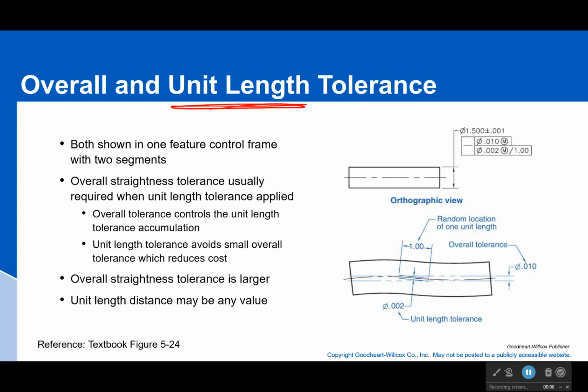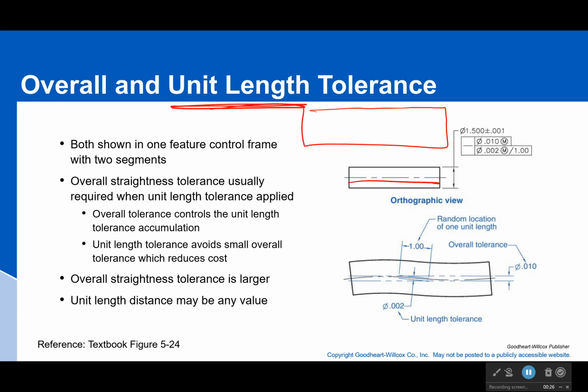Now, every time we've been talking about straightness tolerance in the past, it applies to the entire cylinder, the entire surface. The entire surface is getting controlled all at once. But sometimes you want to make sure that things don't change too quickly. For example, I could have a straightness tolerance.